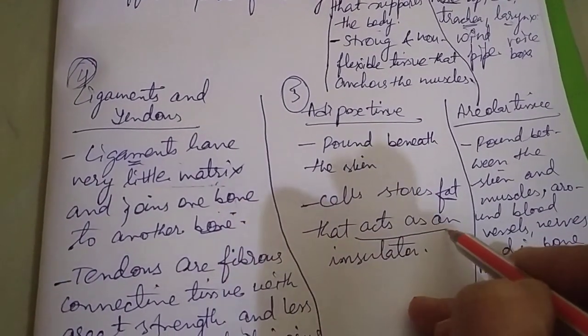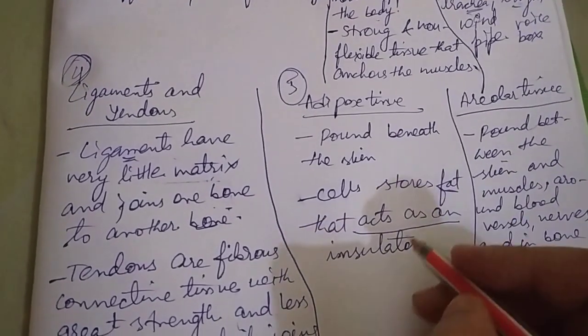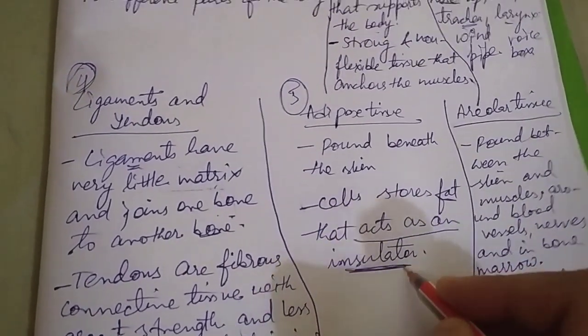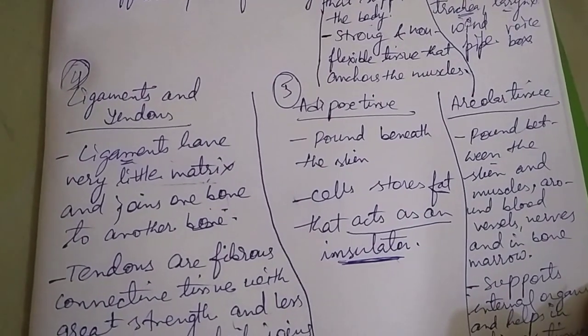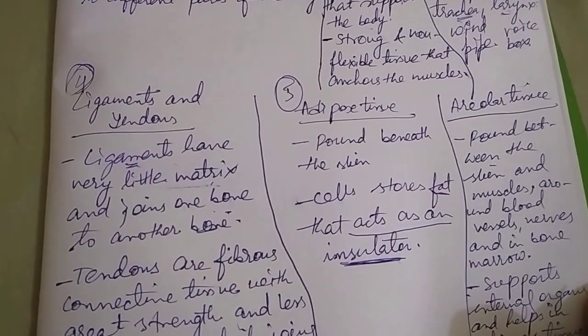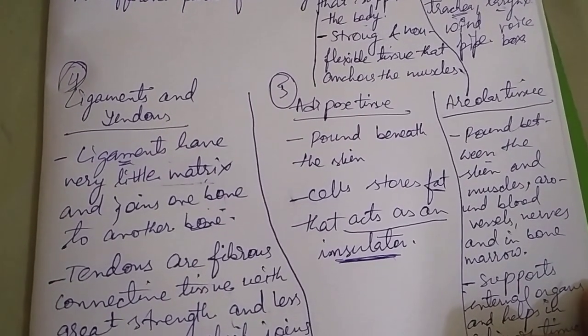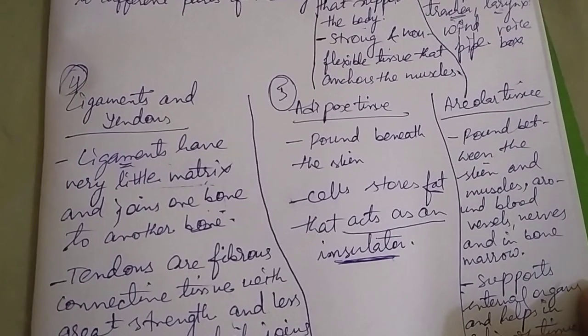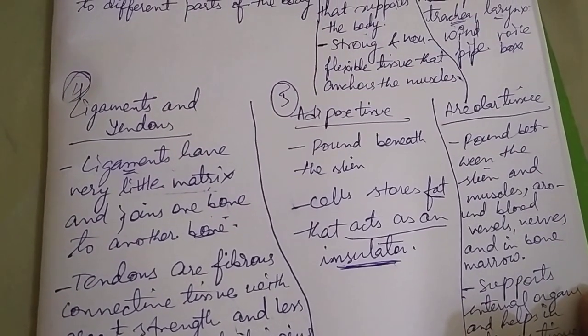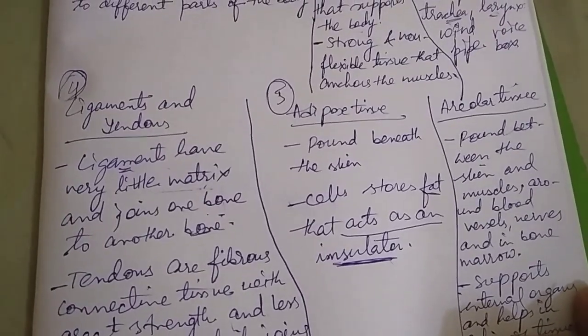And what is the function of fat? As I've already told you in our previous chapter, fat acts as an insulator. They act as an insulator for heat. So adipose tissues are generally found beneath the skin, and they store fat molecules, and they act as an insulator.